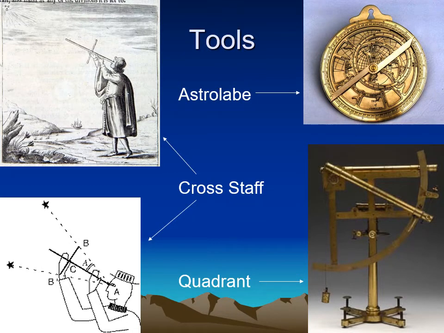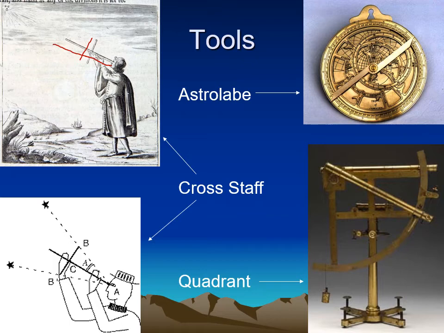Well, other astronomers started working on this, saying maybe we need to expand this. We need to measure the sky better. And so they used all kinds of instruments. Something called a cross staff was very, very commonly used. And basically it's like a long stick and a cross piece.